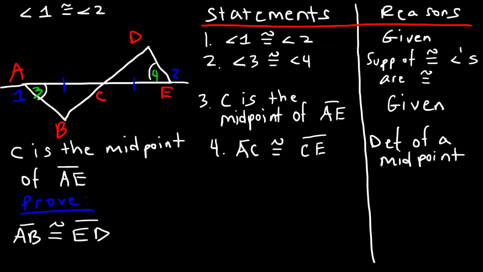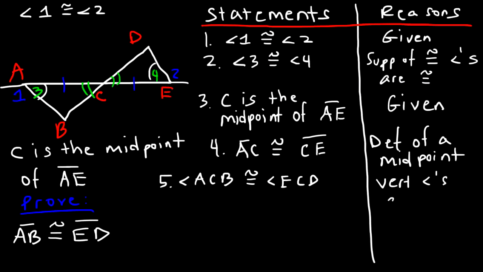Now the last thing we could do is prove that these angles are congruent. So in step 5, we could say that angle ACB is congruent to angle ECD. And the reason is vertical angles are congruent. Now let's move on to step 6.